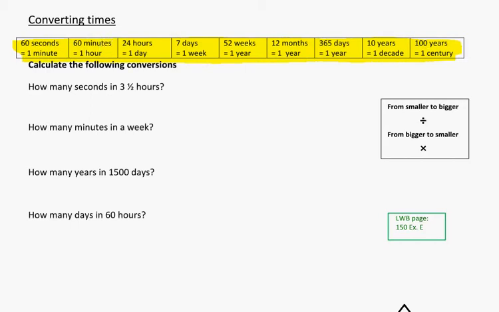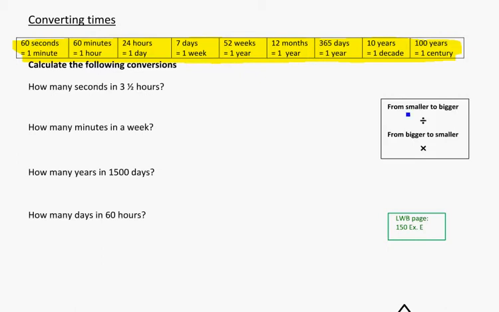So, we know there's 60 seconds in 1 minute, there's 60 minutes in 1 hour, there's 24 hours in a day, 7 days in a week, 52 weeks in a year. We also know there's 12 months in a year, about 365 days in a year, 10 years in 1 decade, and 100 years in 1 century. So these are the basic standards that we would use for conversions.